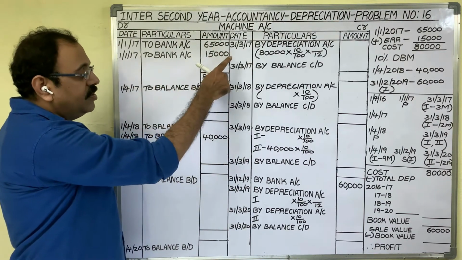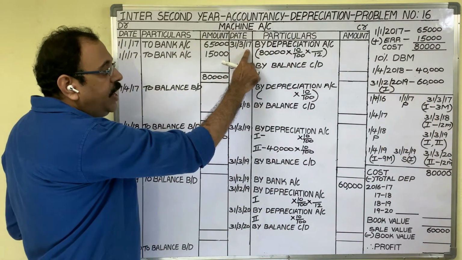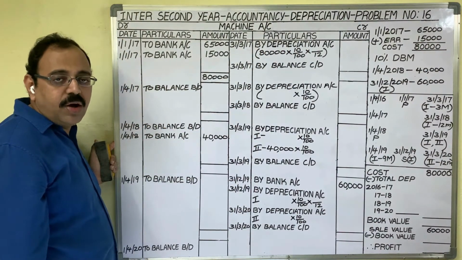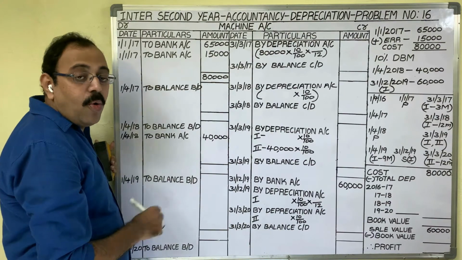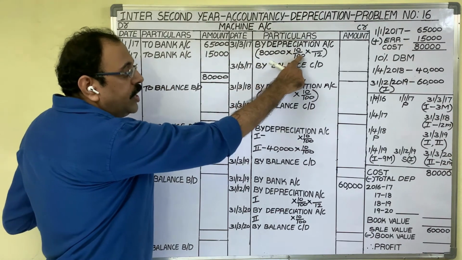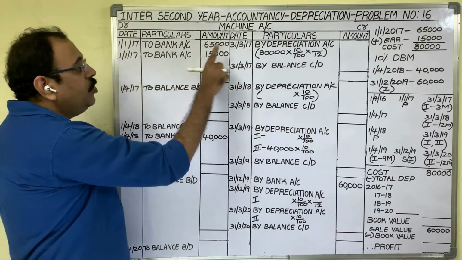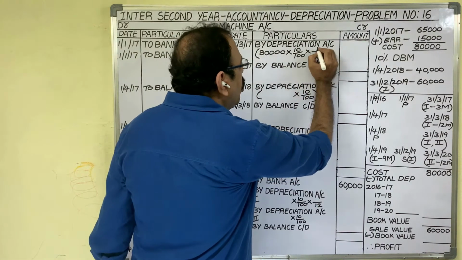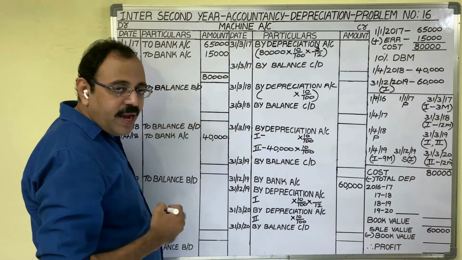First year last date is 31st March 17. On the credit side, write down the date. On that day we have to calculate depreciation. So by depreciation account. On the opening balance of the asset, we should provide the depreciation. The opening balance of the asset is 80,000 rupees. 80,000 rupees into 10% into, for how many months did we use? From 1st January 17 to 31st March 17, 3 months we used. Therefore, provide depreciation only for 3 months. 3 by 12. One numerator, one denominator we should cancel.